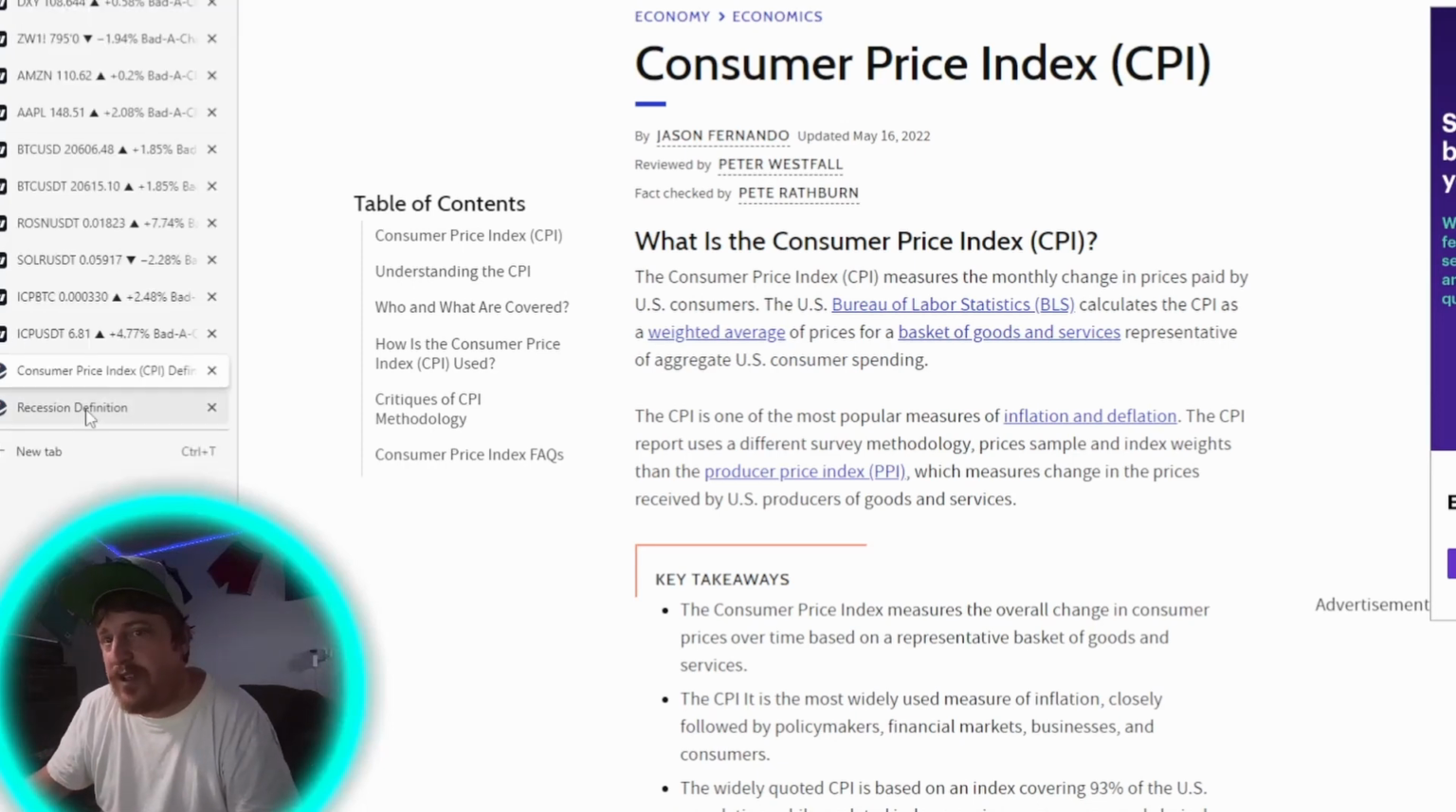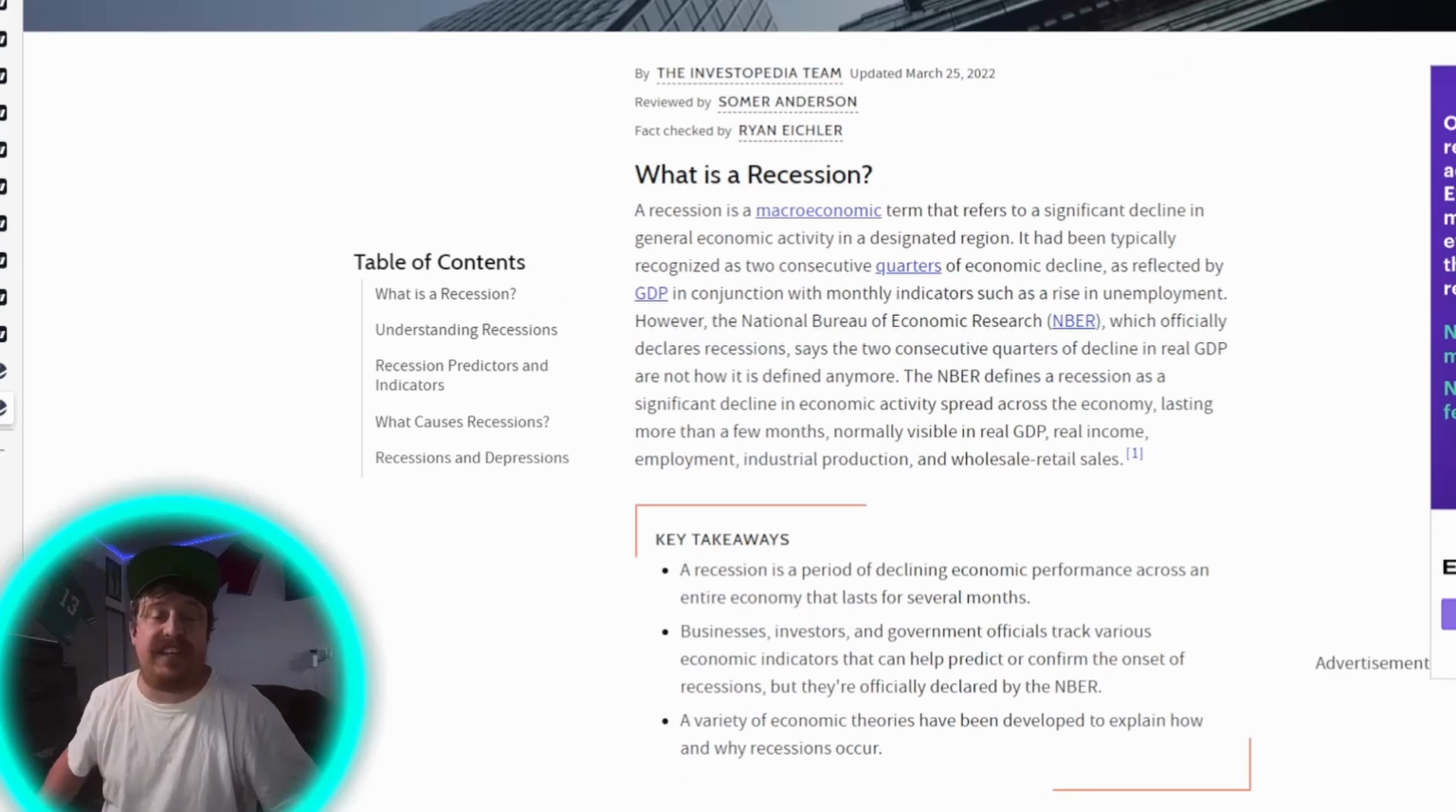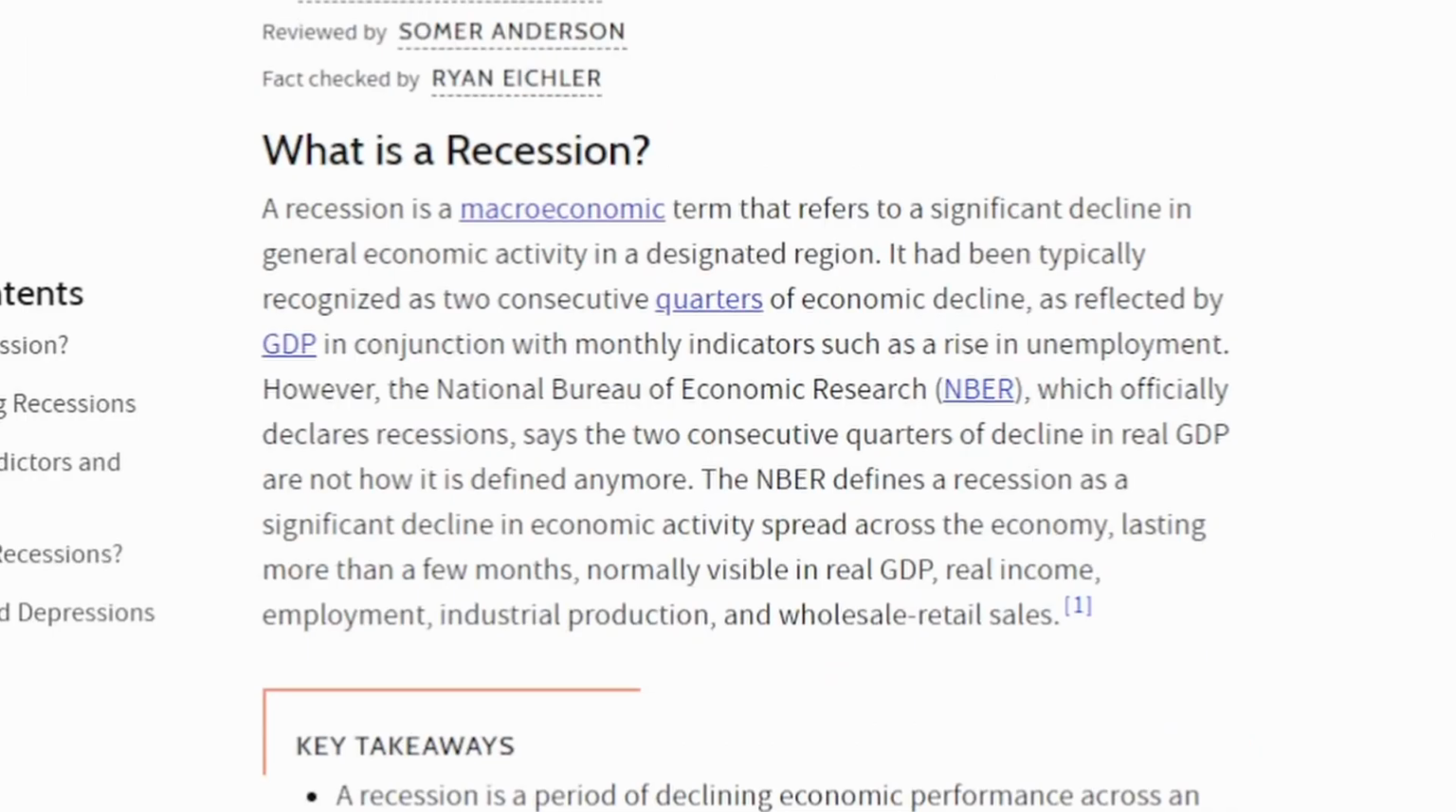But I wanted to quickly read that again in today's video, as well as read the definition of the big buzzword lately, the word that has everyone scared, which is recession. Investopedia defines a recession as a macroeconomic term that refers to a significant decline in general economic activity in a designated region. It had typically been recognized as 2 consecutive quarters of economic decline as reflected by GDP in conjunction with monthly indicators such as a rise in unemployment.